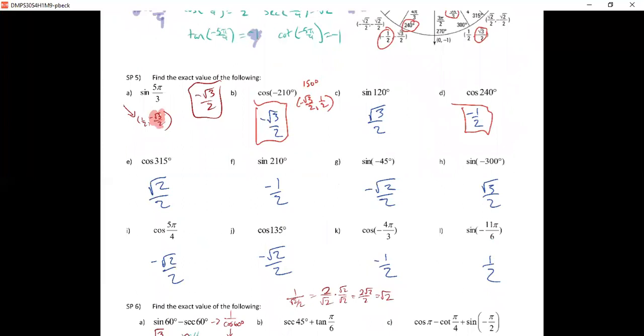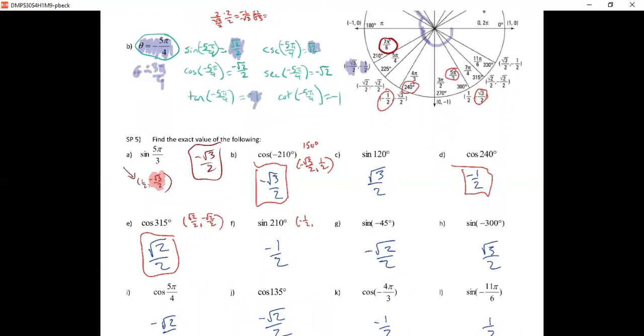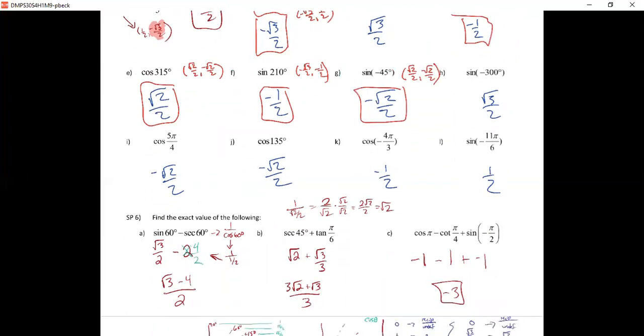So 315, if you notice I'm moving that out of the way. 315 is the coordinate positive square root of 2 over 2, negative square root of 2 over 2. Once we have that coordinate, cosine is the x value, so that's why it's positive. 210 degrees is the coordinate negative square root of 3 over 2, comma negative 1/2. And with that in mind, sine is the y value, so it's the negative 1/2. Negative 45 degrees is positive square root of 2 over 2, negative square root of 2 over 2. Sine is the y value, which is why I wanted the negative. And we can continue on with that process.